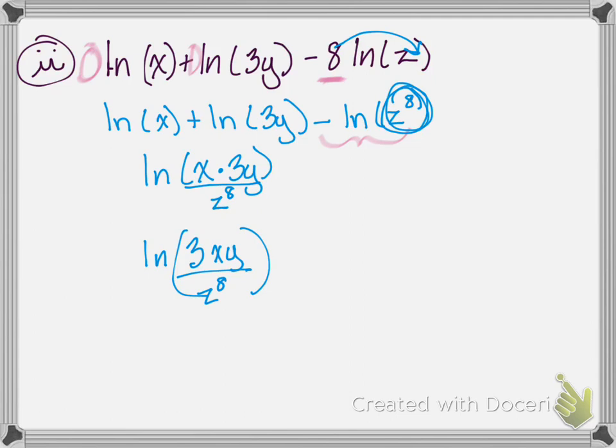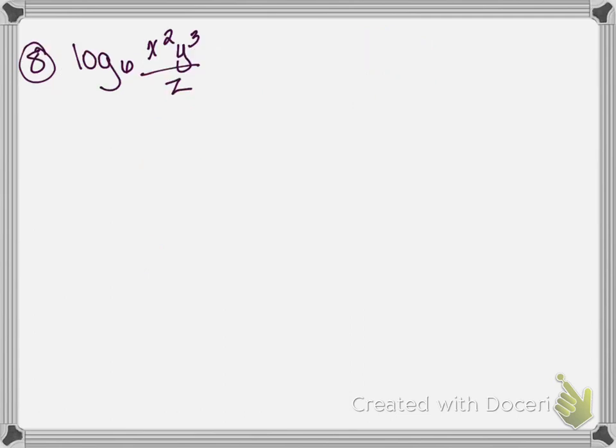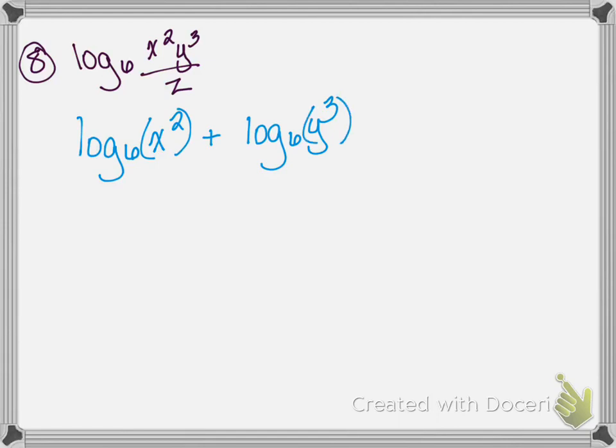Okay, now we're going to do the opposite of that. We are going to take one single log and rewrite it as multiple logs added and subtracted together. Now, if it's in the numerator, that means it's being multiplied together, so I'm going to add those. So I have log base 6 of x squared, and I'm going to add that to log base 6 of y to the 3rd. We'll put this in parentheses just to keep everything straight.